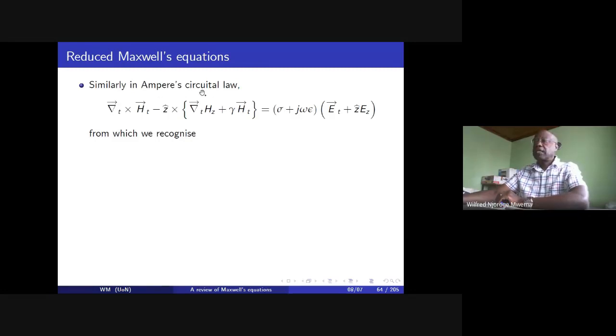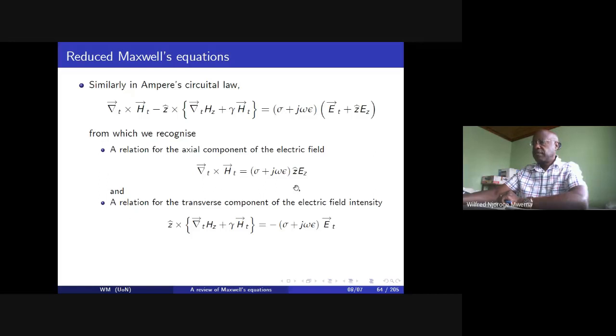Similarly, in the Ampere circuit law, we have a similar kind of thing, and we again see that the axial component of the electric field is given by the transverse curl of H of T and given by the conductivity plus J omega epsilon of Z cap. And for the transverse component, we have the following case. So this forms the reduced Maxwell's equations for the curl, for the Faraday's law, as well as the Ampere circuit law.